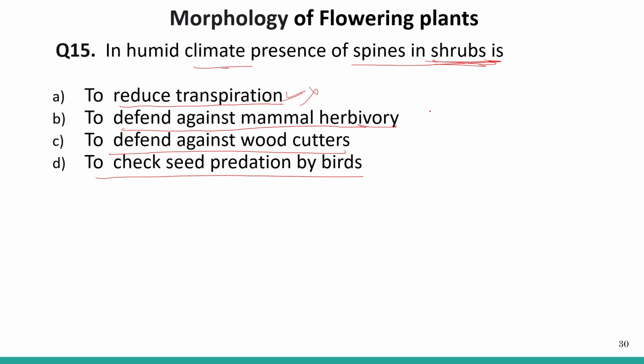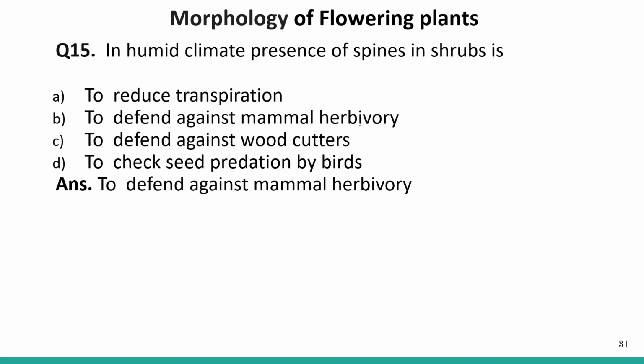Defend against mammal herbivory. So what happens? Mammals eat away the shrub or the herb plants. So for protection, the plant bears these spines. So this is correct. Defend against woodcutters. If they need a plant, then they can cut it, whether it bears spines or not, right? And to check seed predation by birds, this is also incorrect. Okay, so to defend against mammal herbivory is the correct answer for this question.